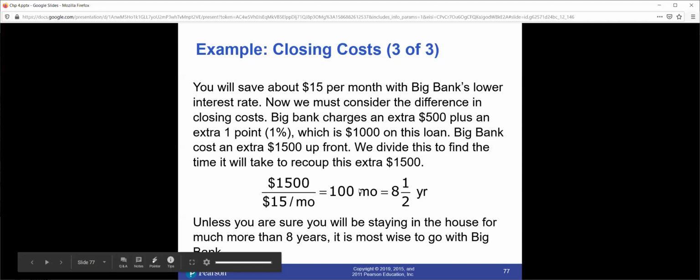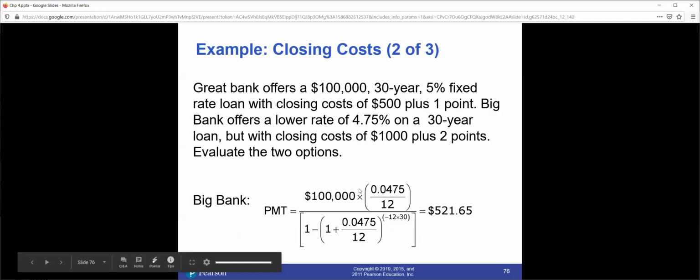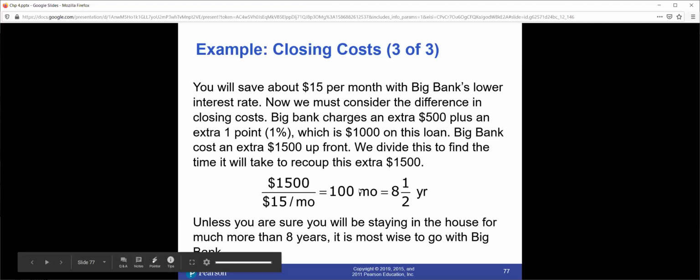You are saving money per month with Big Bank, with the lower interest rate shown here. Big Bank is less a month, but more upfront. So you need to decide, is the higher upfront cost now worth it compared to lower interest rates? And what this math is showing you here is that you need to pay about 100 payments in order to recoup that difference.